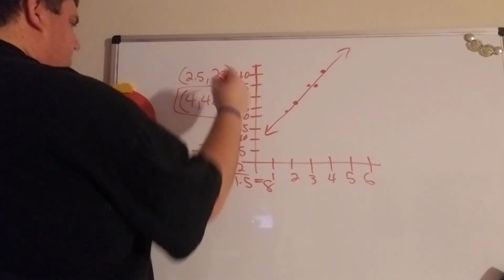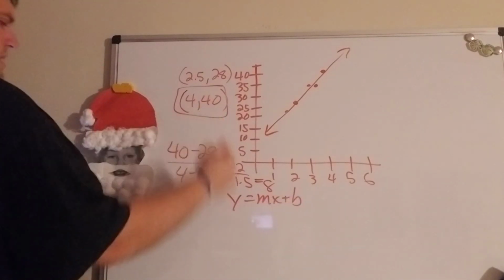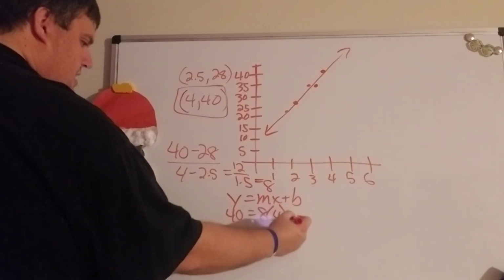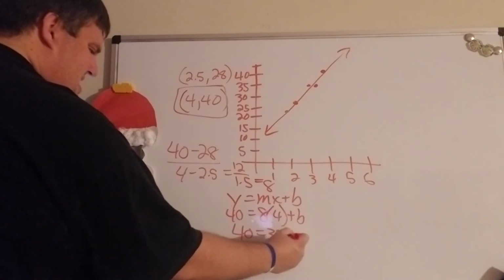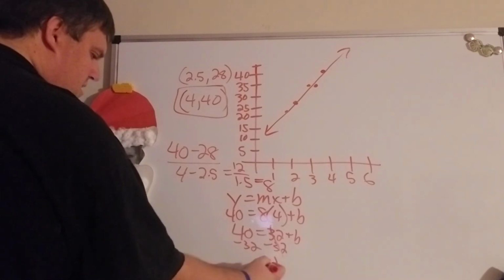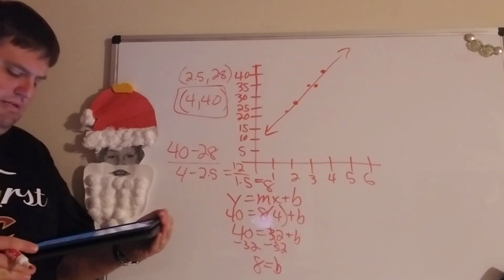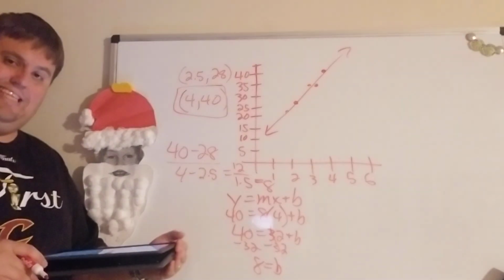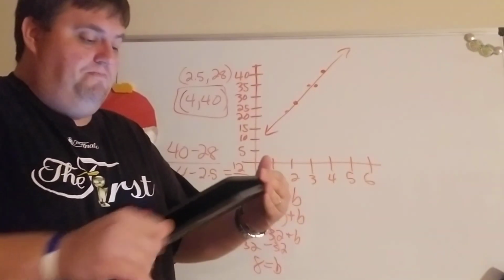I'll pick this point. So y equals mx plus b. We're going to plug in 40 for y, 8 for m, 4 for x. 8 times 4 is 32. Minus 32 from both sides. And b also equals 8. So it looks like option D here is the best option, because I got that exact same trend line. So that's what you get if you pick the second point and the last point.